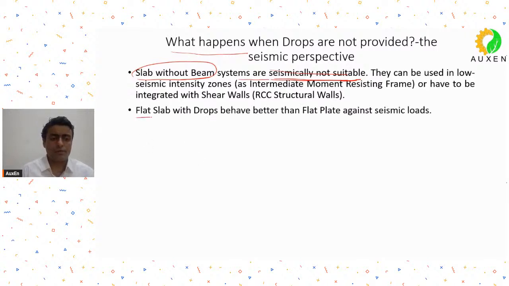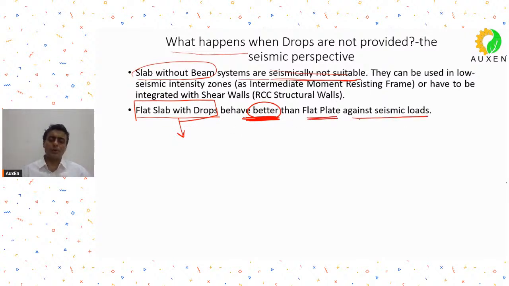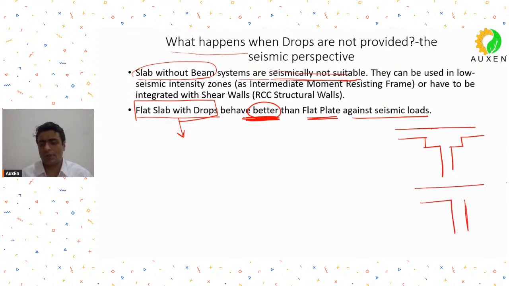Now there are quite a lot of studies showing that if you have a slab without beam system, then the flat slab with drop system behaves better. Okay, there are a lot of research papers available on the internet, showing that flat slabs with drops behave better than flat plate systems against seismic load. Why do they behave better? Because you have a thickened drop over here, it adds to the shear resistance overall, and it adds to the stiffness at this joint. So that's why the flat slab with drop system behaves better as compared to your normal flat plates against the seismic loads.